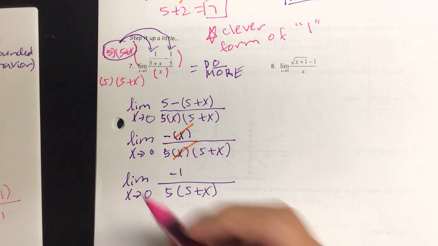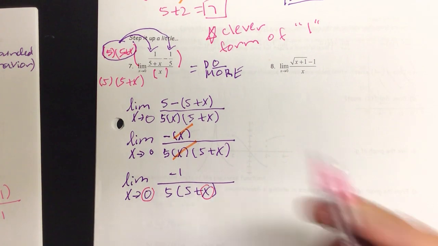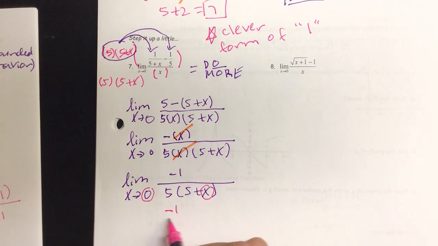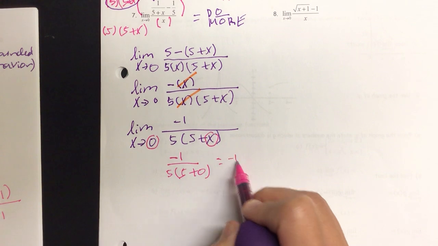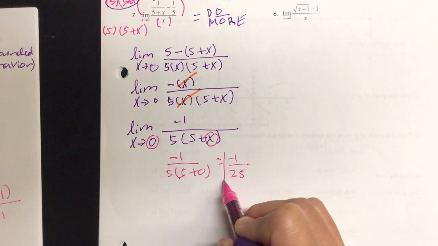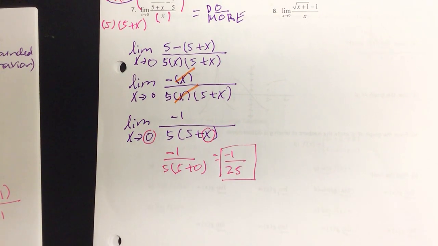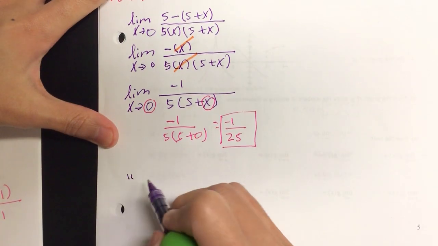Now let's plug in the 0 into the remaining x. I have negative 1 over 5 times 5 plus 0. That's going to give us negative 1 over 25. So the limit does exist.